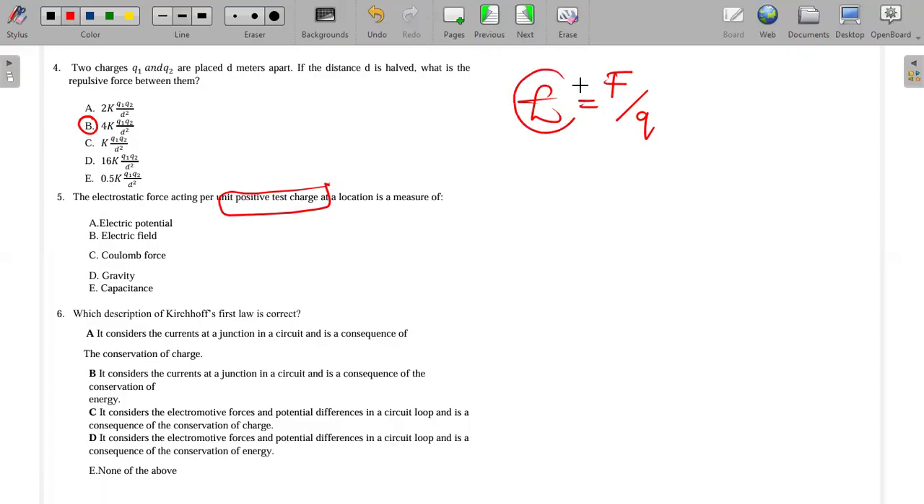So this is all giving us the formula for electric field, because electric field is the measure of an electrostatic force that is acting on a charge. So as simple as that. Our final answer here is electric field, B. And we know electric field is equal to the electrostatic force itself divided by that charge there. All right, so that's question 5. Question 6.